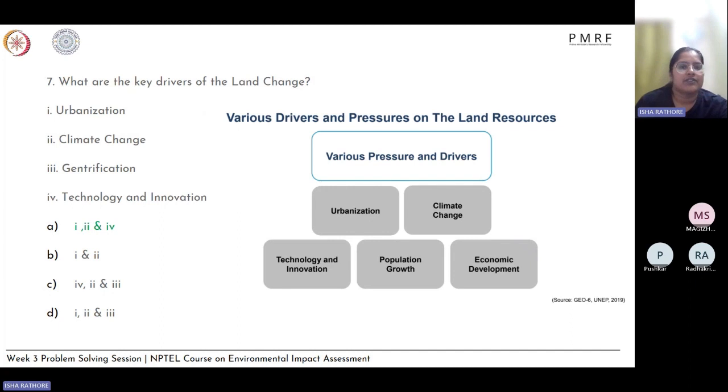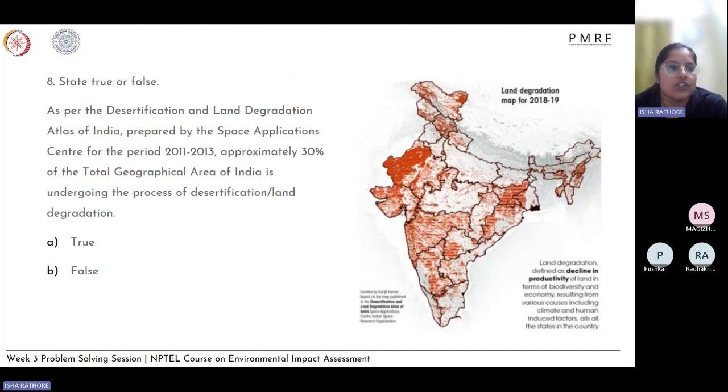Okay, so the key drivers of land change are urbanization, climate change, and technology and innovation. So we looked up at the various drivers and pressures on land resources, and these are the three which are mentioned in the options. Other than these three, we also have population growth and economic development, which drive pressure on land resources. Okay, so A, 1, 2, and 4 are the correct answers. Moving on to the next question.